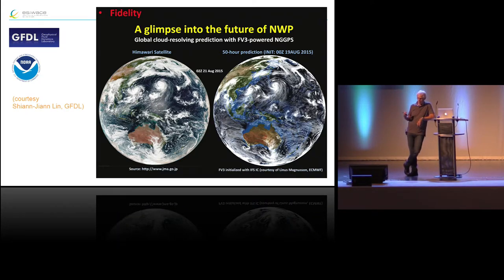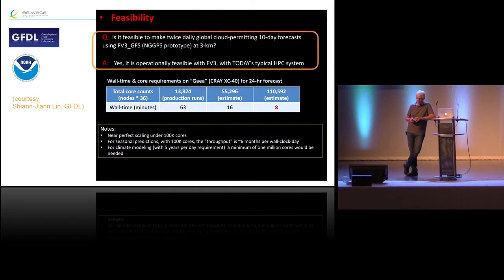S.J. comes more from the weather prediction side, and he shows a 50-hour prediction with a rather high resolution, a 3 kilometer global resolution weather model. His conclusion is that this is even today possible. So this is 10 days in 36 or 8 minutes, so if you do the math, that's 1 to several years per day with a 3 kilometer resolution atmosphere-only model. And that's possible on today's model.